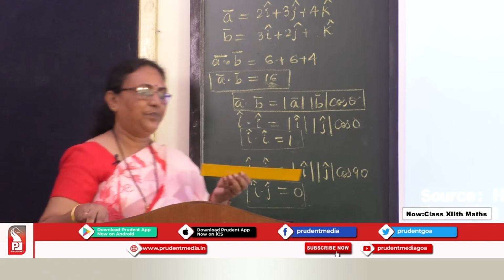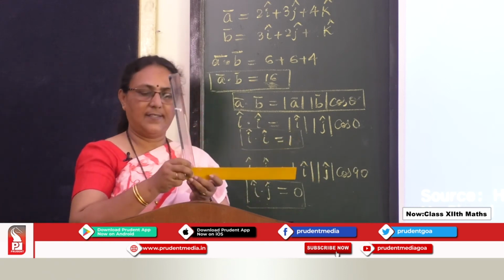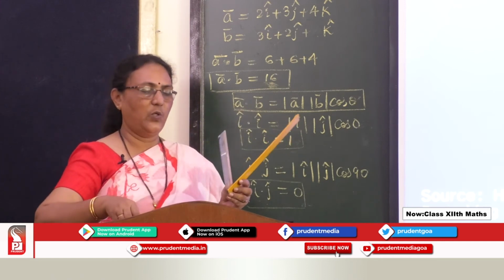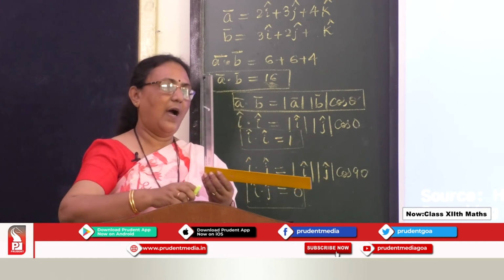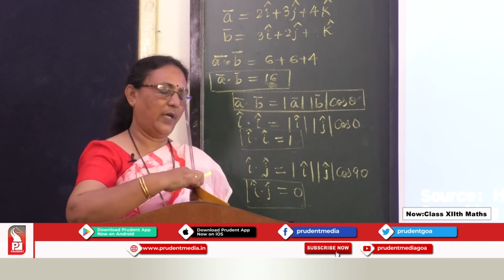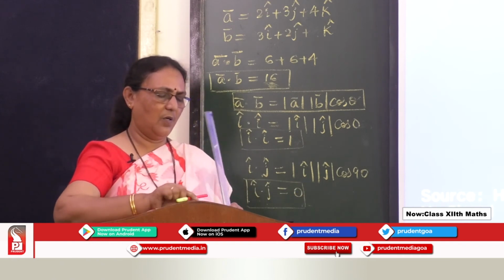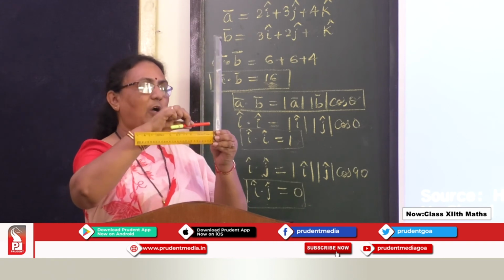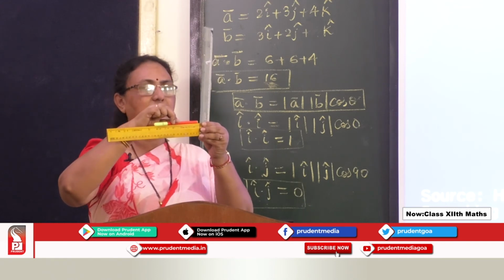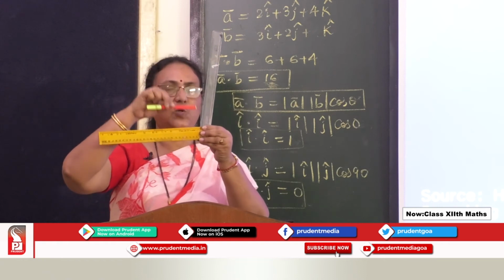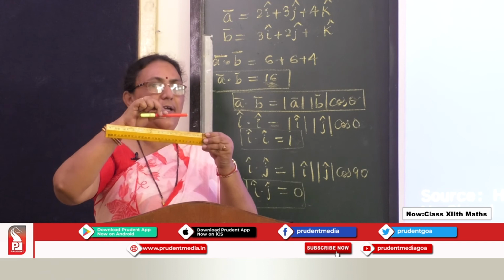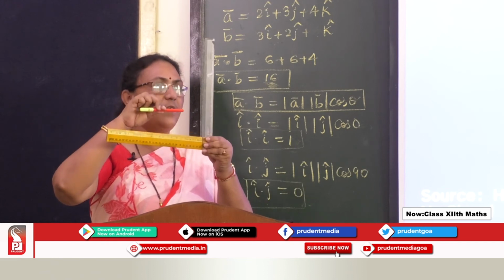See here, this is the x and y axis. i is a unit vector along the x axis. i dot i, both are on the x axis only. The angle between this, suppose this is a unit vector along the x axis, what is the angle between i and i? The angle between this and this will be 0.